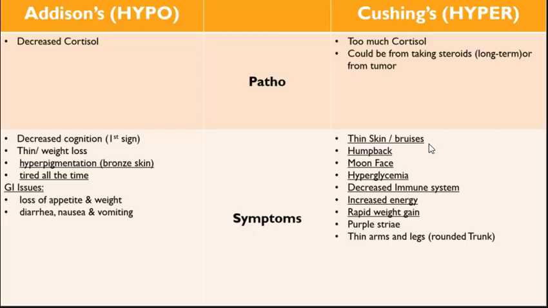Hyperglycemia, too much sugar because they're always hungry. Decreased immune system. Increased energy, they're kind of irritated or irritable. They got that roid rage going. Rapid weight gain, so they have lots of fluid, they have lots of edema. They are also very salty. They do have purple striae on their extremities that are very thin, so thin arms and legs, but their trunk is round, obese.